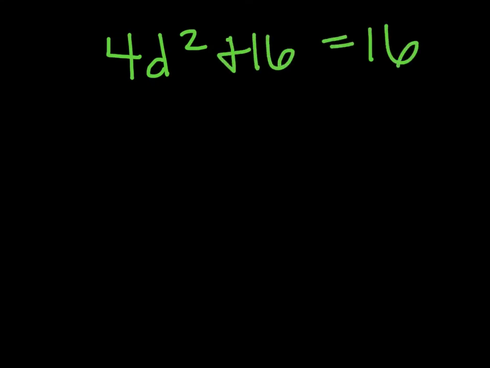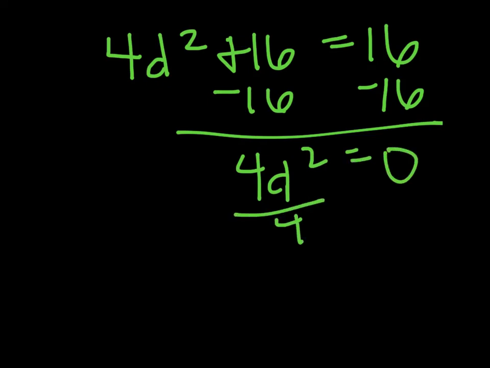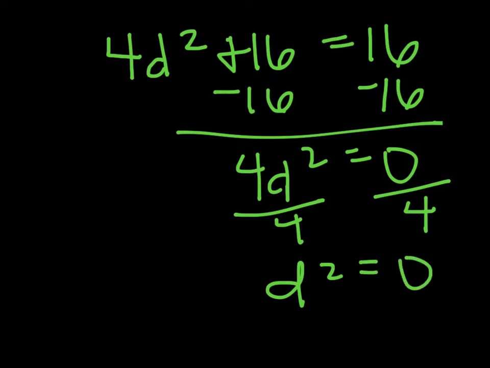All right, one last one. If you have an equation like 4d squared plus 16 is equal to 16, go through the motions, isolate that variable. So 4d squared is equal to 0. Divide by 4 on both sides. d squared is equal to 0.